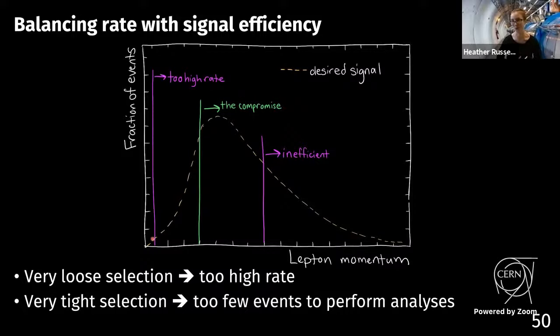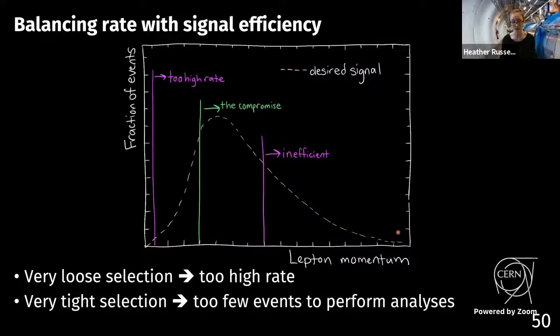We usually have something that looks vaguely like this curve. There's some fraction of events that will have some small momentum. There'll be some peak, and then it'll turn over, and you'll have some tail of high momentum particles. Choosing a threshold for your trigger is a balance between the rate you get online and the efficiency of selecting what your signal is.